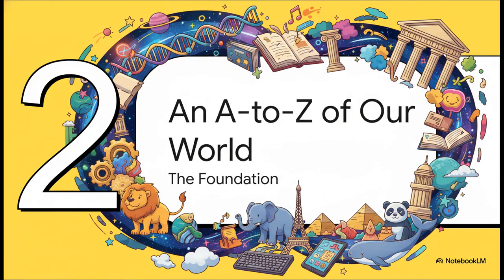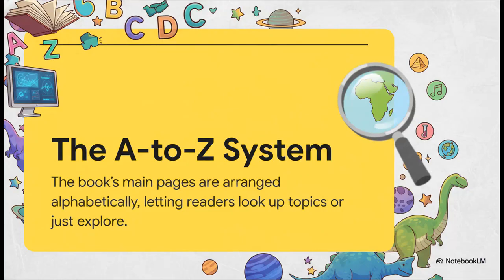So if you had this massive job of explaining everything, where would you even begin? Well, that brings us to the book's foundation, a simple but really powerful A to Z system. At its heart, the whole thing is built on a classic A to Z system. You know, Africa to zoo. And that's kind of brilliant because it gives you two ways in. You can look up something specific you're curious about, like dinosaurs, or you can just flip it open to a random page and start exploring.